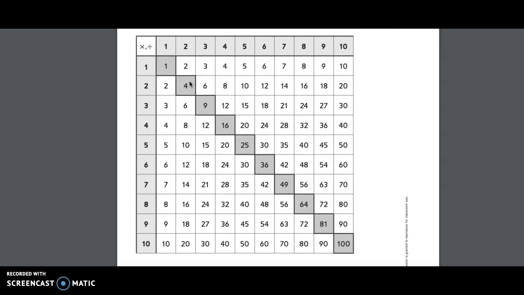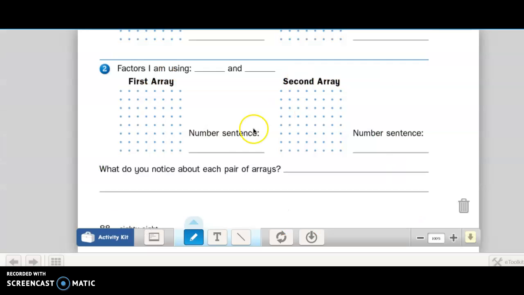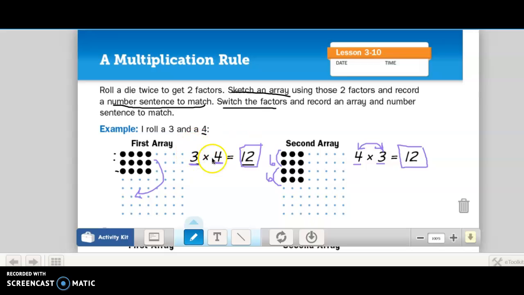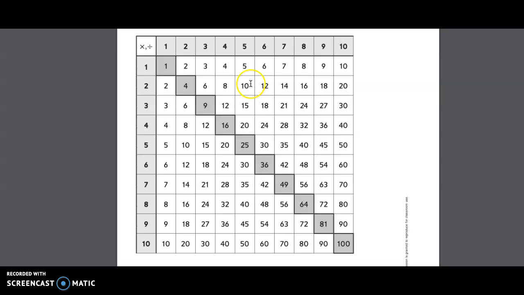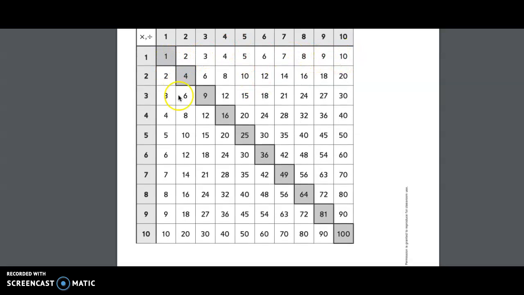But here's how you use this multiplication and division facts table. The outside edges, these light gray, this is 1 factor and this is 2 factors. Now remember, factors are numbers that we multiply together to get a product, the answer. That means all of these boxes on the inside are products.